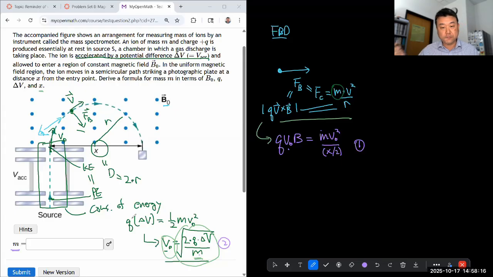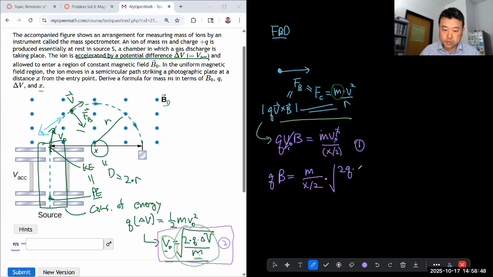For that, I need to solve one of those for v naught. Conveniently, that's done already. Use this as a tool to eliminate v naught from all my equations. I can either plug in v naught both here and here, or I can pre-simplify a little bit, canceling this out. Then I can just plug in this v naught here. Let me write that down. QB is equal to m divided by x over 2 times the v naught, which is the square root of 2q delta v divided by m.